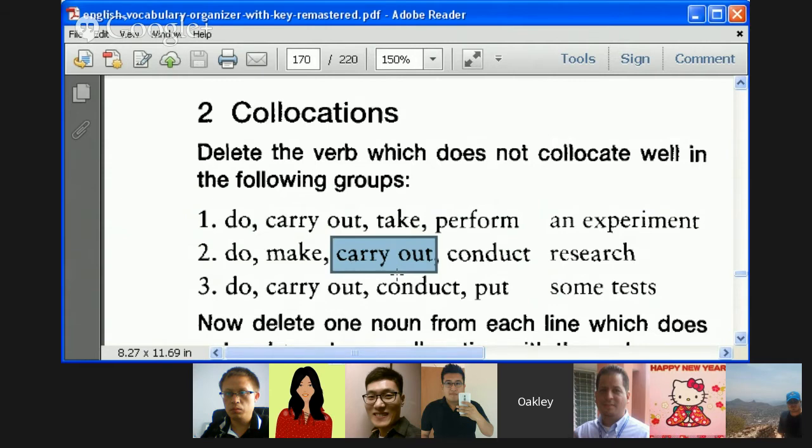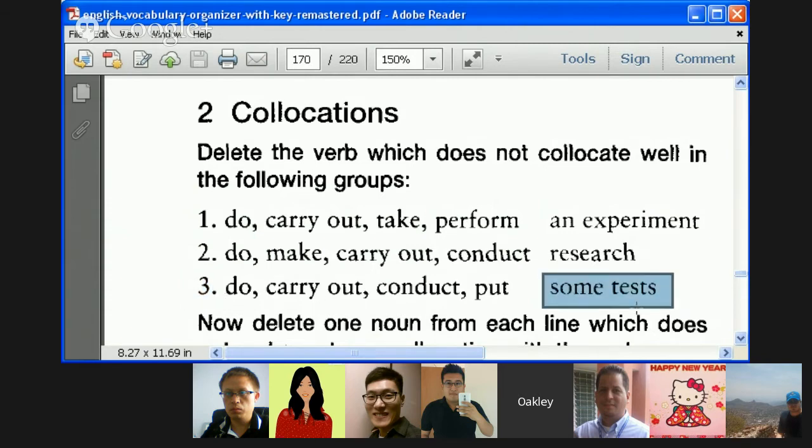Depends, okay, you carry out a survey. Research takes many forms, of course. Your research could be an experiment, could be a survey. So I guess it could be carry out. You can carry out a survey, for example. All right. So the answer is make. I don't really like make research. Sounds a little strange. All right. Yes. Okay. Number 3, Zhang.